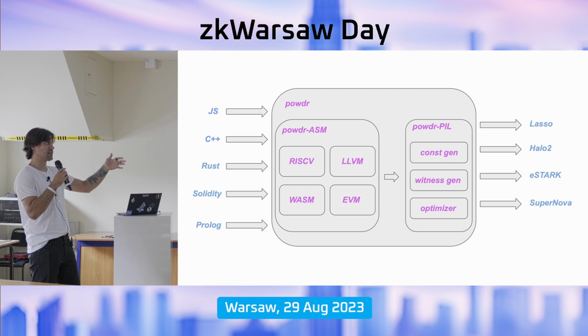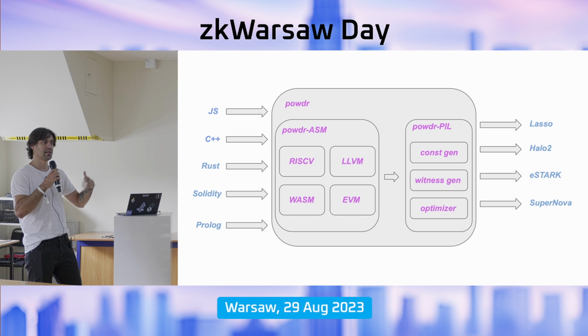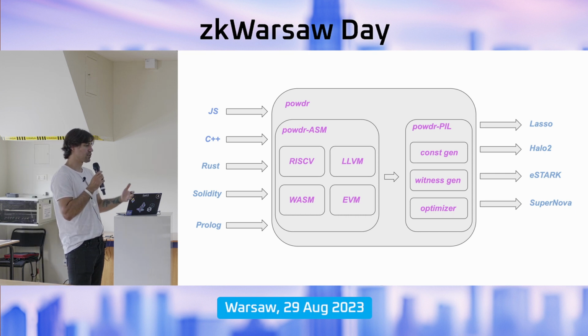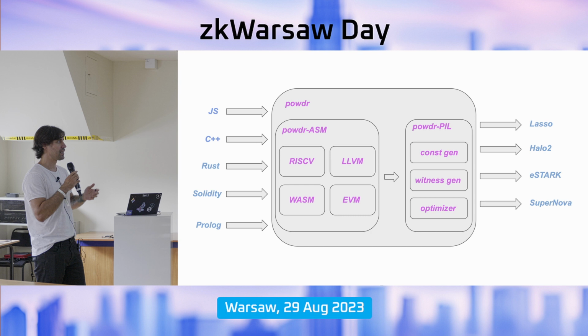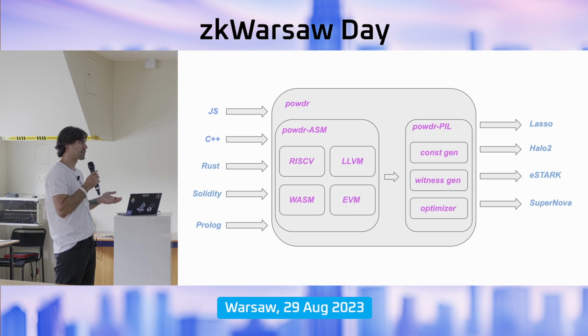And what happens then is that we have constant generation, witness generation, an optimizer on top of that. And then finally, we end up with basically only constraints. And then at that point, we can transform those constraints into basically any arithmetization that roughly supports the same type of constraints. So currently, we have Halo 2 and eSTARK as the backends we support directly in the compiler.